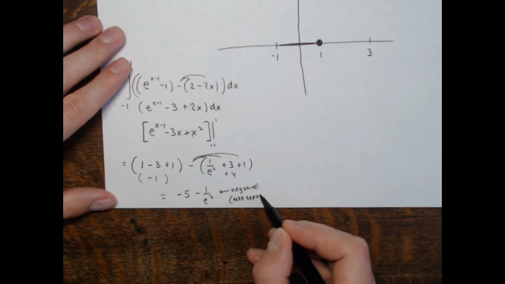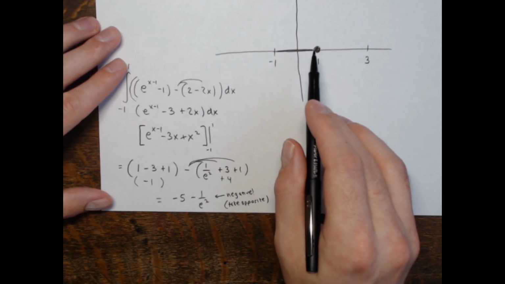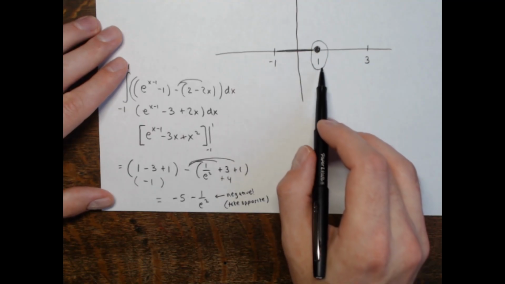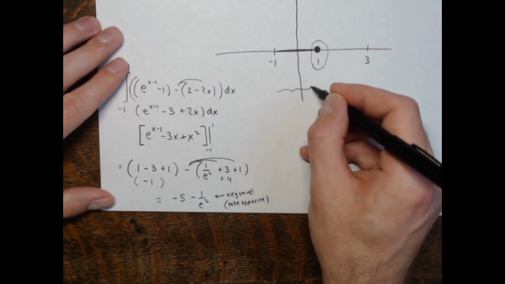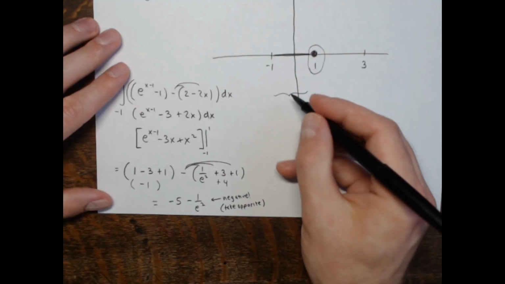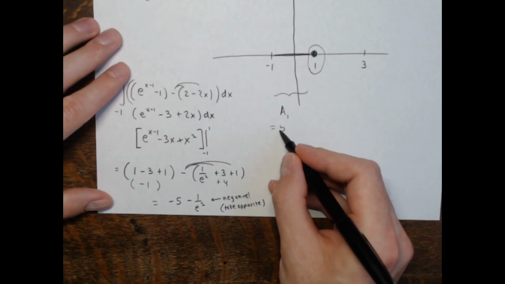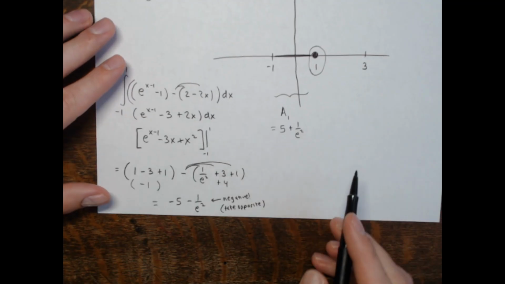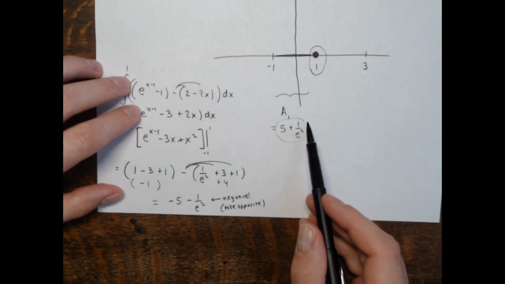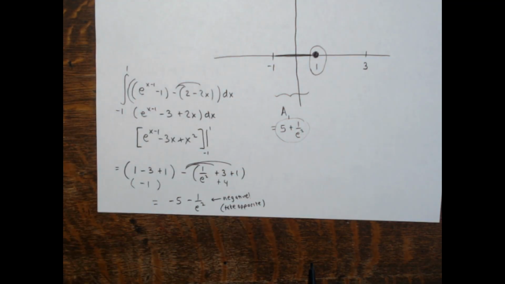All right, so you don't need to know what's on top and what's on bottom, just where they're going to cross, though. You've got to know where they intersect. You've got to know that value. So the area of this first region, if you were to look at the graph, is going to be 5 plus 1 over e squared, or e to the -2. That's going to be the area of the region between the two curves, from -1 to 1.